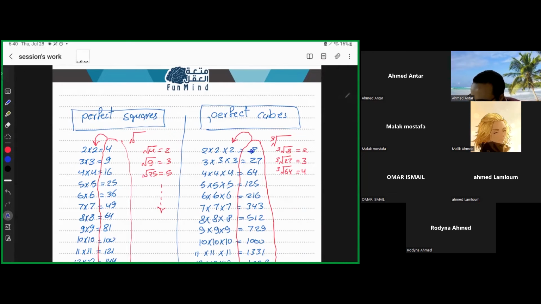For the perfect cubes, they are the numbers that are multiplied 3 times. Cubic root of 8 is 2 because 2 times 2 times 2 equals 8. Cubic root of 27 is 3 because 3 times 3 times 3 equals 27. 64 is 4, 125 is 5, 216 is 6, and so on.